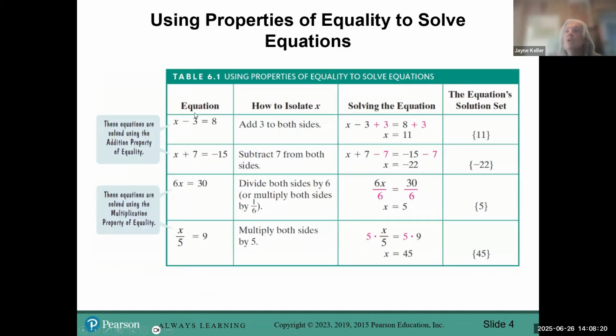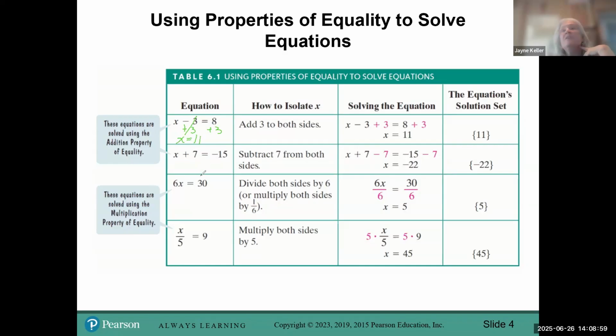So how do I know what I want to do to both sides? And we're going to start with something simple. So I think a lot of students look at this first one and they're like, well, I know that X has to be 11. So slow your brain down for a minute and let's figure out how we know that. So if we apply that property of equality, what would I want to add? Well, if I add 3 to both sides, what happens here? I have -3, +3. Those cancel each other out. So on the left side, only the X remains. And then on the right side, I have 8 + 3, which is 11.